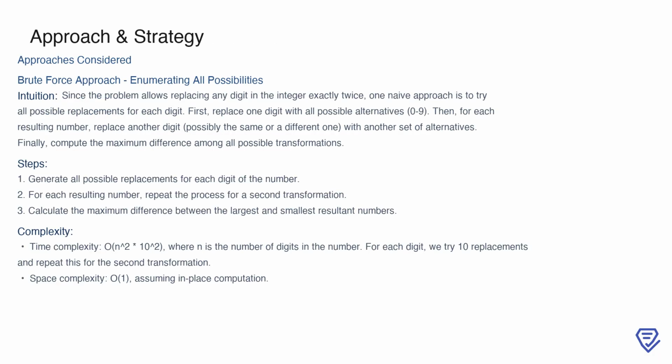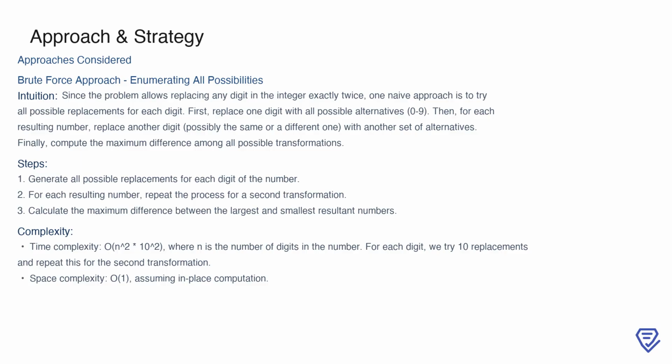To solve this problem, one approach we could consider is a brute force method that systematically tries all possible replacements for the digits in the number. The intuition here is straightforward: since the problem allows us to replace a digit exactly twice, we can first replace one digit with every possible alternative from 0 to 9. For each resulting number, we then perform a second transformation by replacing another digit, which could be the same digit as before or a different one, again with all possible alternatives. After generating all these transformations, we calculate the maximum difference between the largest and smallest numbers obtained.